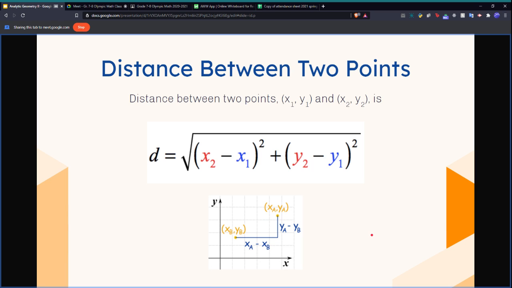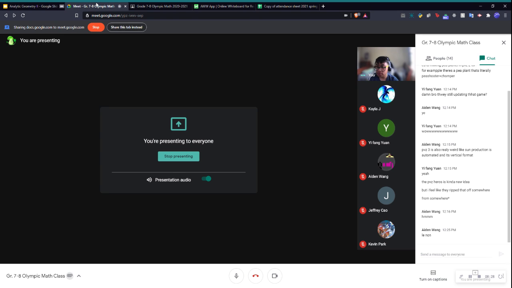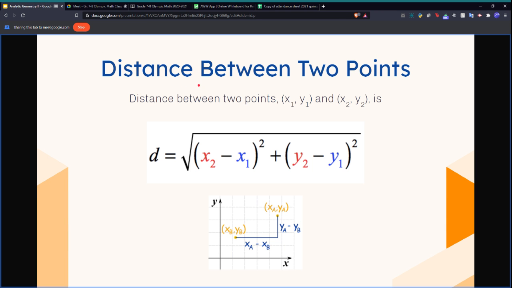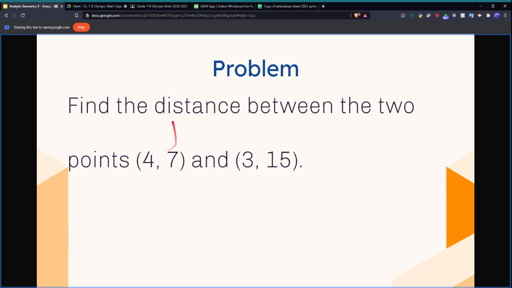Are there any questions about this formula though? Hopefully it's pretty straightforward. Right. If there are no questions, let's look at a problem. It's fairly straightforward. So find the distance between these 2 points. We have 4, 7 and 3, 15. I'll give you guys a minute to solve that. You just substitute those points into the equation. It's very simple.